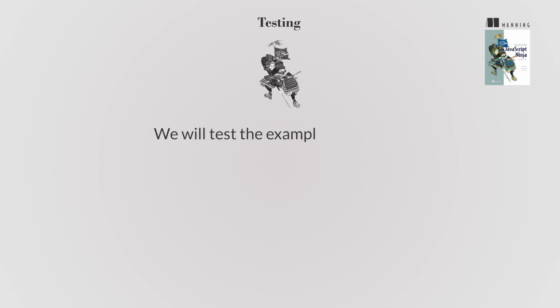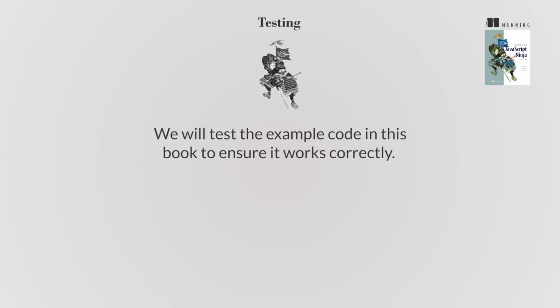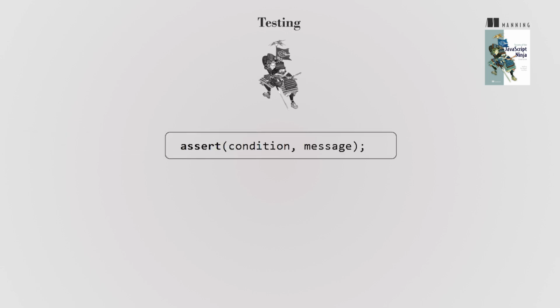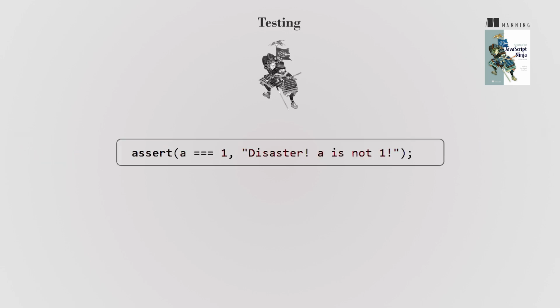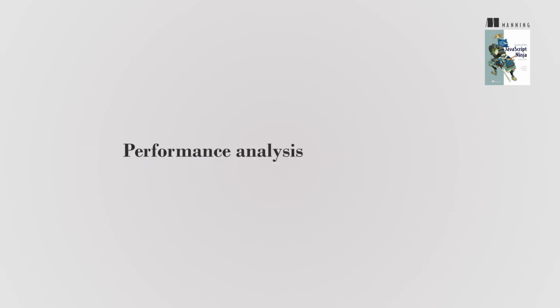We will test the example code in this book to ensure it works correctly. We will use an assert function to check if a premise is true or false. The function has two parameters, a condition that should be true and a message that displays if it's not. If the assertion fails, a message will be displayed.